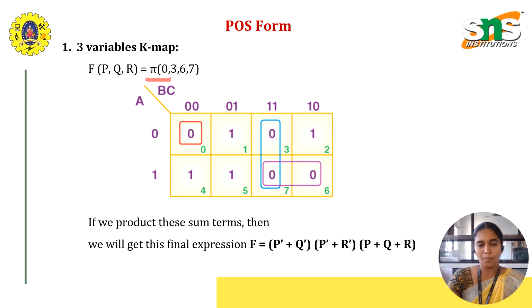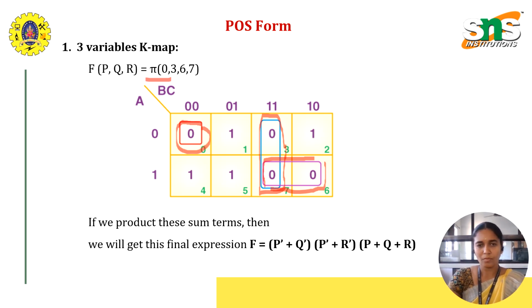Here is the 3 variable K-map pictorial representation, and here we fill the max term values in each cell corresponding to the numbers 0, 3, 6 and 7. We don't have an octet grouping, and we don't have a quad grouping either. So we can only pair. The options are this pair and this pair, and another 0 is left over.